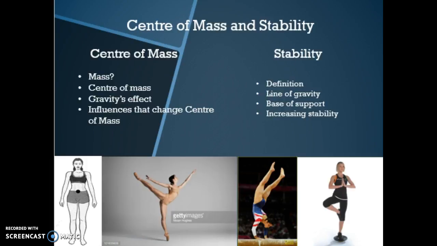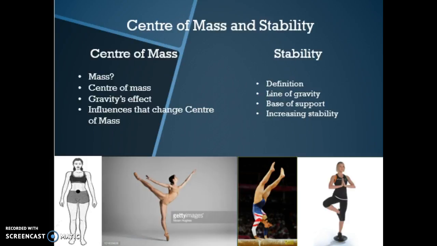The center of mass is where the middle of our body is, where complete balance is. In an object like a ball or a sphere, if you put it on the floor, eventually it will stop rolling, and the point at which it stops rolling is where its center of mass is. The line of gravity is basically the line from the center of mass through the body to the base of support.